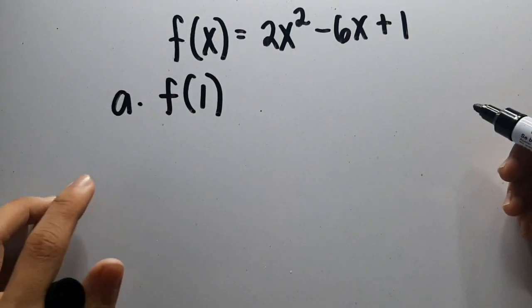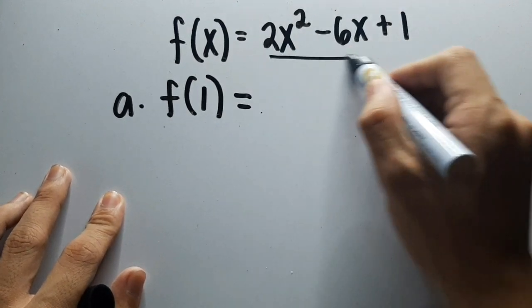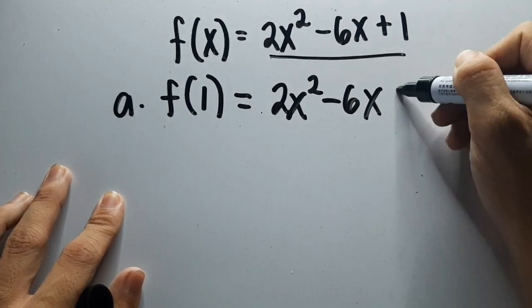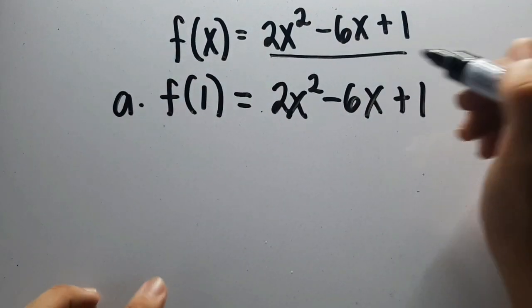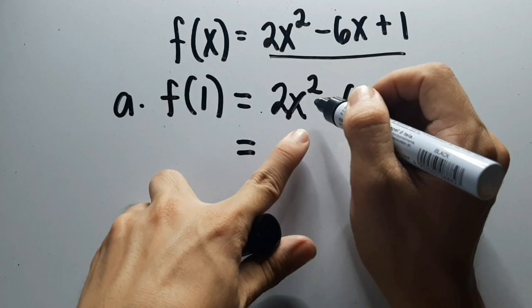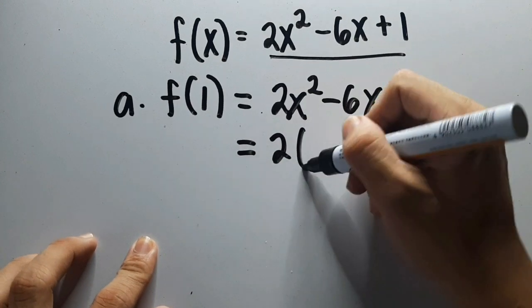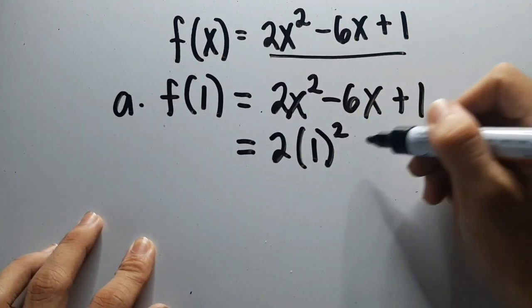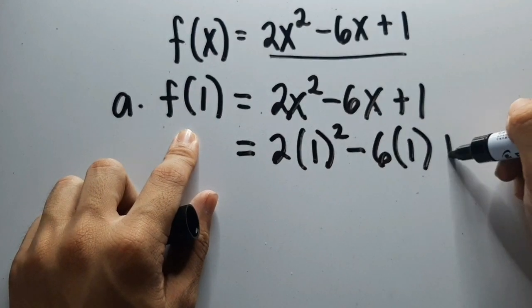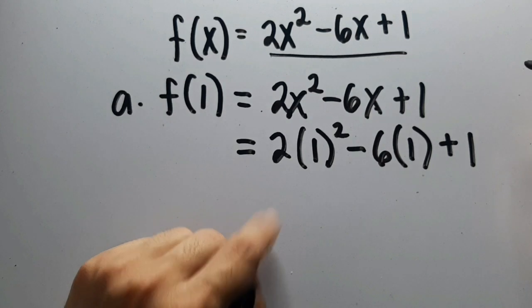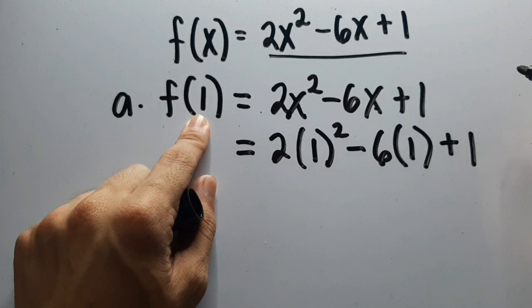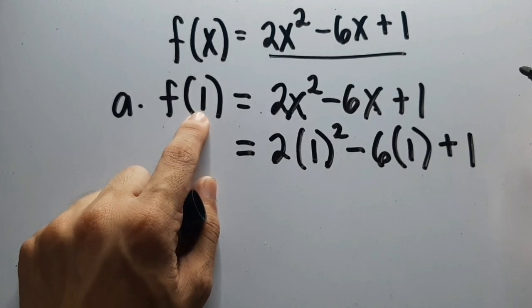So, we have f of 1 is equal to, isusulat natin ang given, which is 2x squared minus 6x plus 1. So, ang gagawin natin, isa-substitute lang natin ang 1 sa ating x. So, we have 2 multiplied by 1 squared minus 6. The value of x is 1. So, we have plus 1. Tatandaan nyo, kung 1 ang nilagay natin sa una, 1 din sa pangalawa. Bakit? Kasi ang ini-evaluate natin, yung x, papalitan natin ng 1.